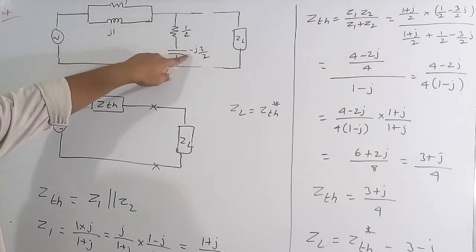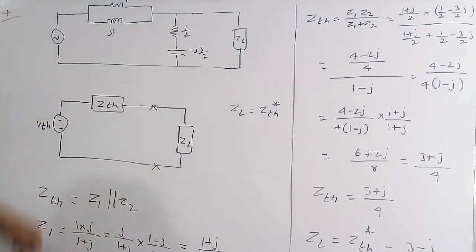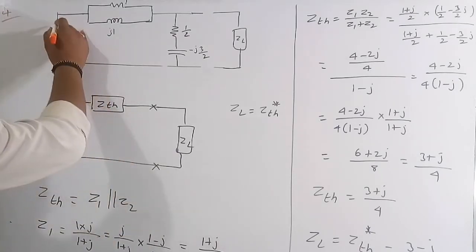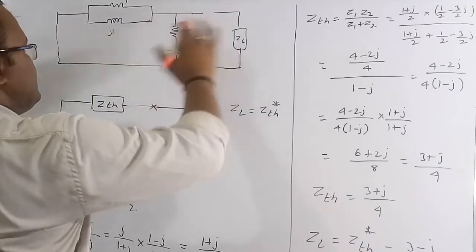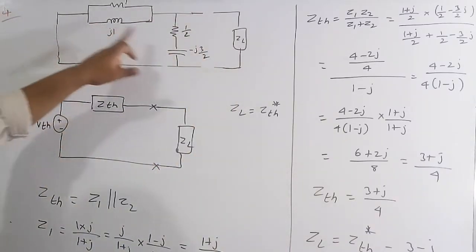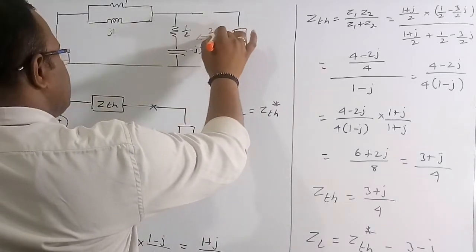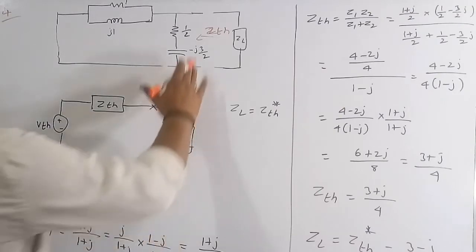Across the half and minus 3, this total combination is the Thevenin voltage, VTH. For the Thevenin impedance, you need to do a short circuit, so this is a short circuit. Let me assume this total impedance is Z1 and this total impedance is Z2. Then Z1 parallel Z2 gives the Thevenin impedance from this side. So this is ZTH.